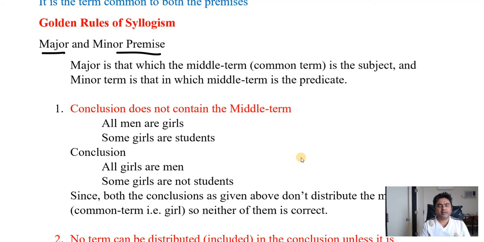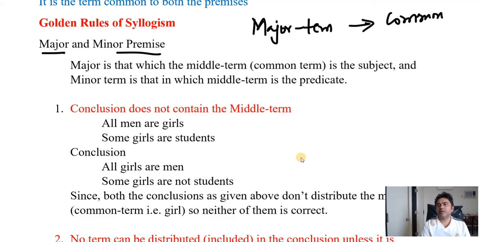The conclusion does not contain the middle term. For example, all men are girls. Some girls are students. Now the conclusion is all girls are men and some girls are not students. Since both the conclusions given above do not distribute the middle term, that is common. So the middle term is girl and this is also girl. Now it does not distribute the middle term.